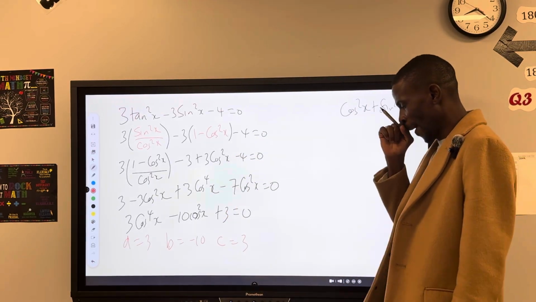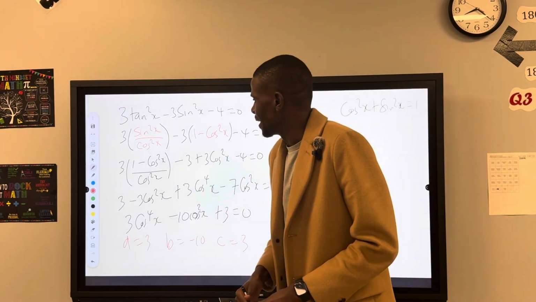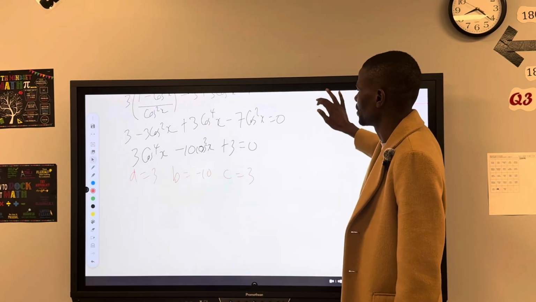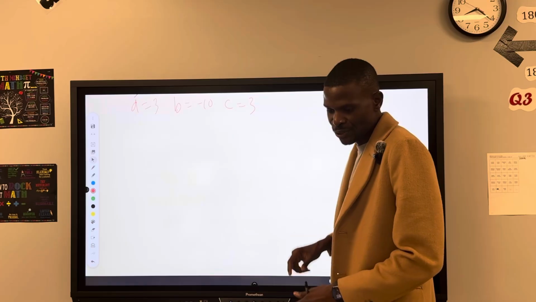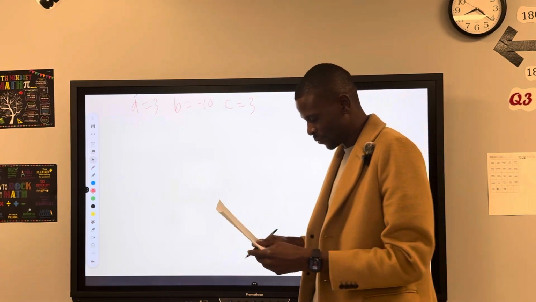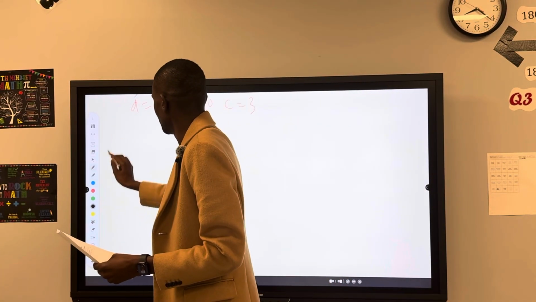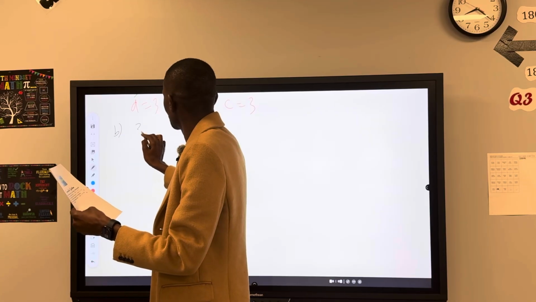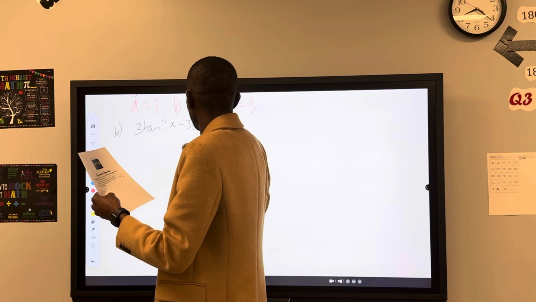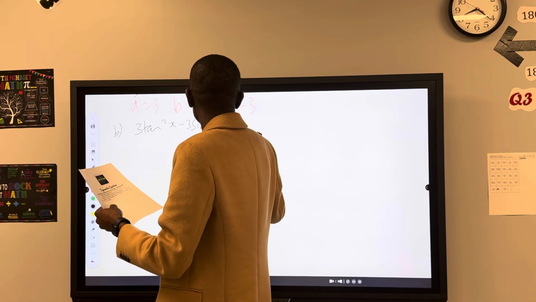Okay, so we are done with the first part. Now let's move on to the second part, where we want to solve that equation. So first you can write it like this. This is part B: 3 tan squared x minus 3 sine squared x minus 4 equal to 0.